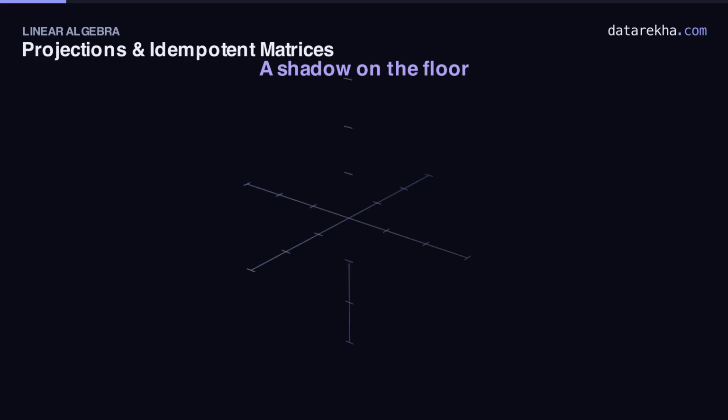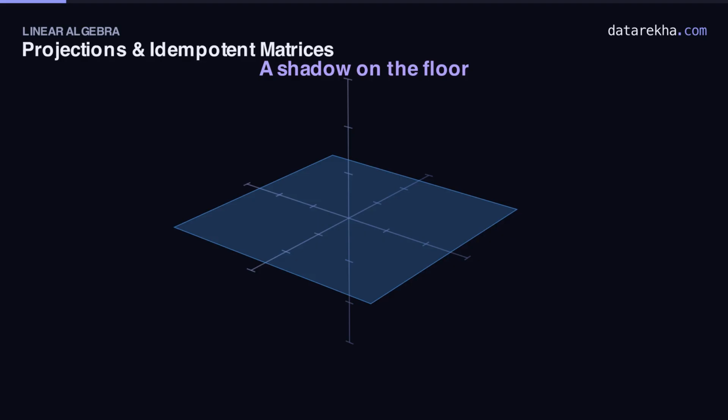Picture a lamp hanging high above a flat floor. Hold a stick up in the air, and it throws a shadow straight down onto the floor below. Here is the stick, a vector reaching up into space. And here is its shadow on the floor, the point directly beneath it, where the light lands.